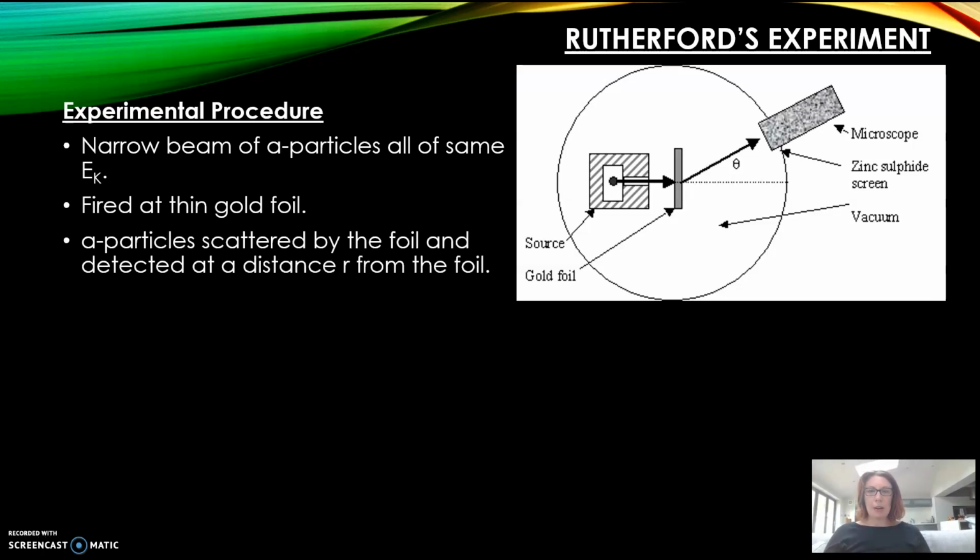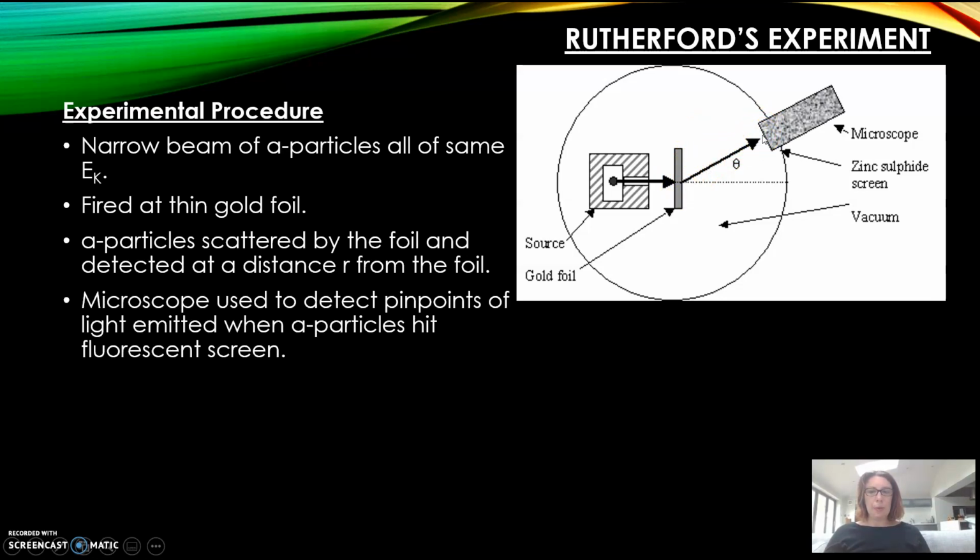They're fired at thin gold foil, and the alpha particles are scattered by the foil, and then they're detected at a distance r, so that would be the radius of this, from the foil. The microscope is then used to detect pinpoints of light emitted when alpha particles hit a fluorescent screen. The word fluorescent means that when something hits it, it lights up.